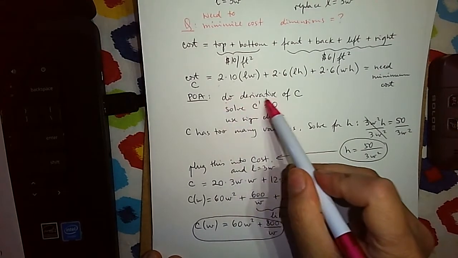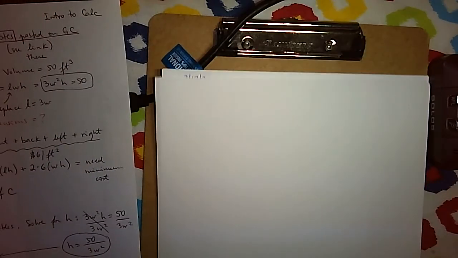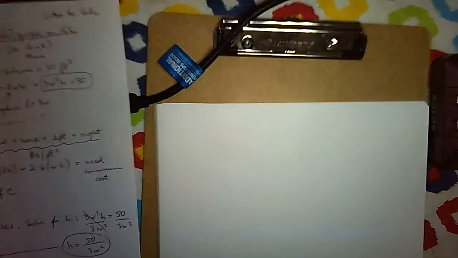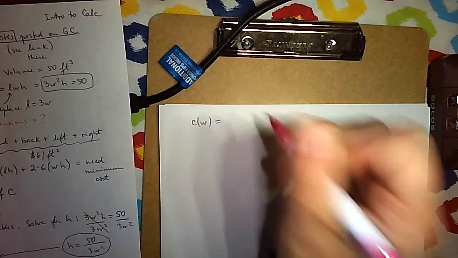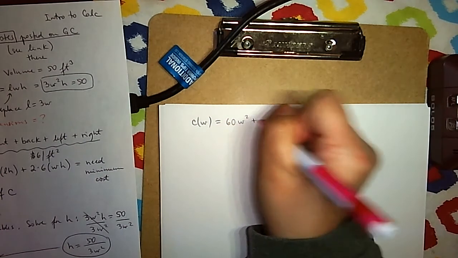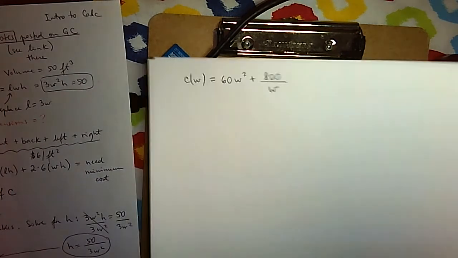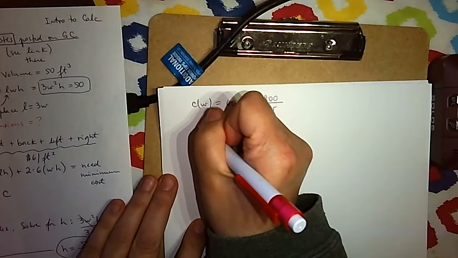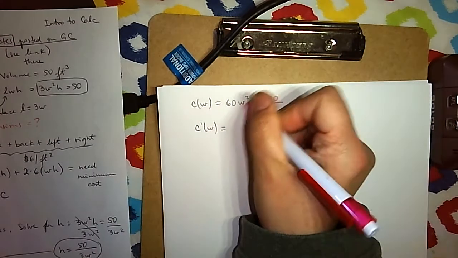And now we are trying to get the derivative of this C. So I'm going to try to do the derivative of this. I'm going to copy on another piece of paper. I'm going to copy the C of W so I could have it in front of me. So this is 60 W squared plus 800 over W. So I'm going to do the derivative with respect to W. I'm going to call that C prime of W. This will use a power rule.